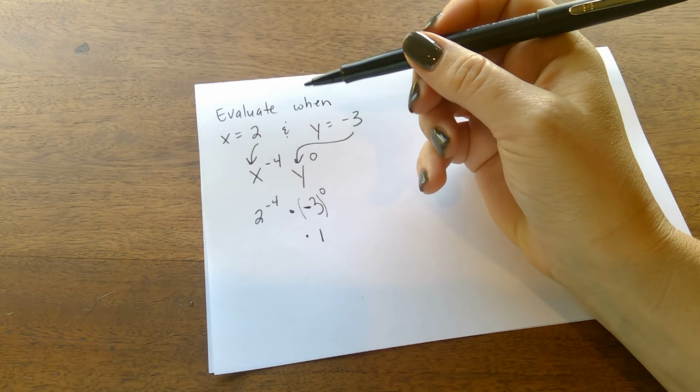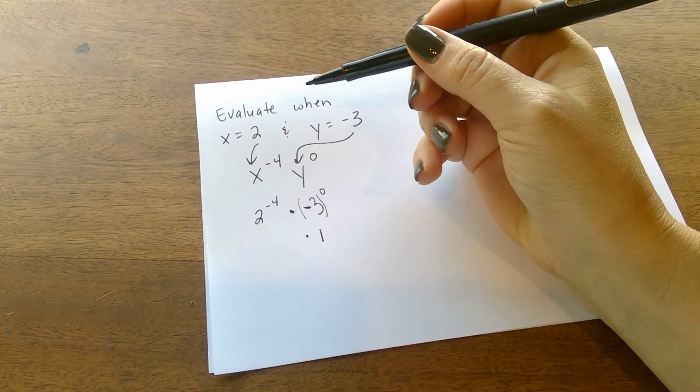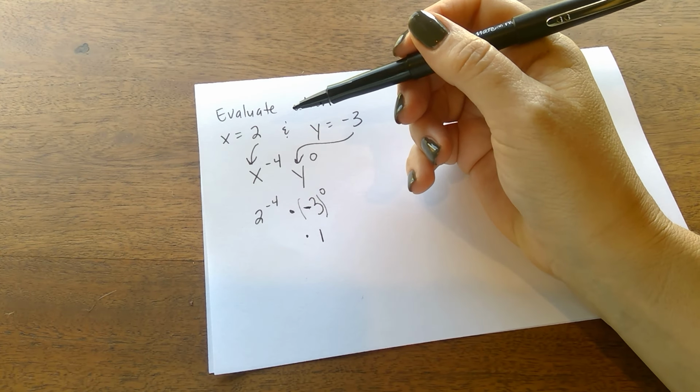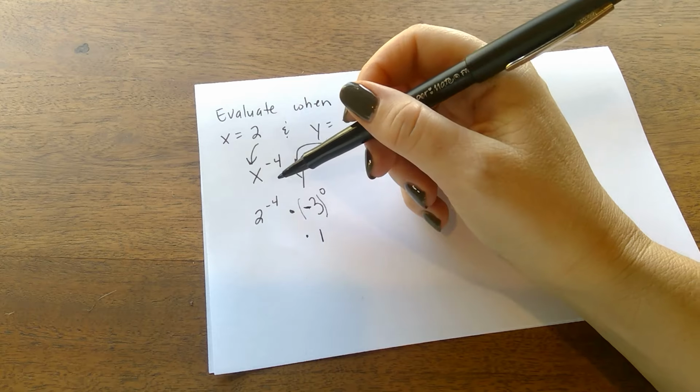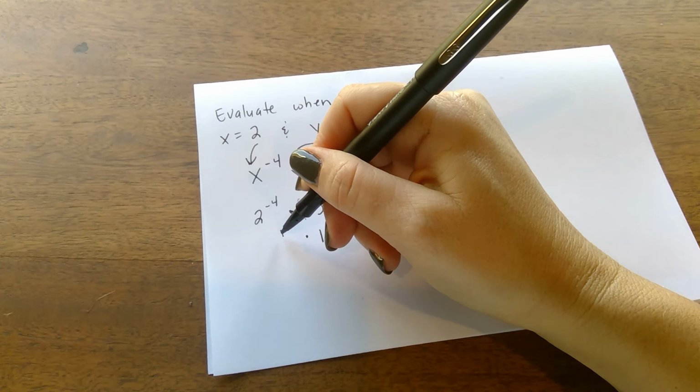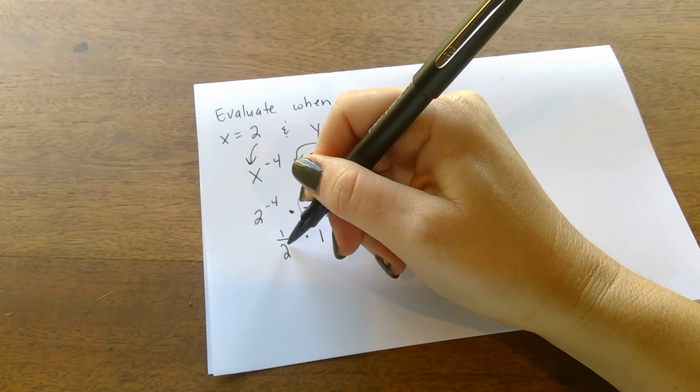Okay, now when I see this negative exponent, the first thing I think of is, okay, I need to get rid of that. And to get rid of that, I need to make it a fraction. So this would become 1/2 to the 4th.